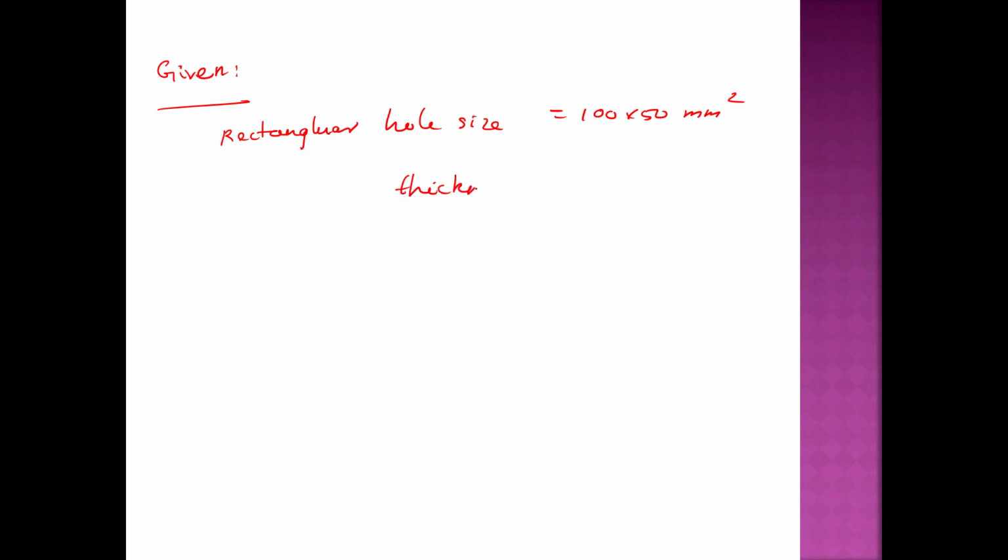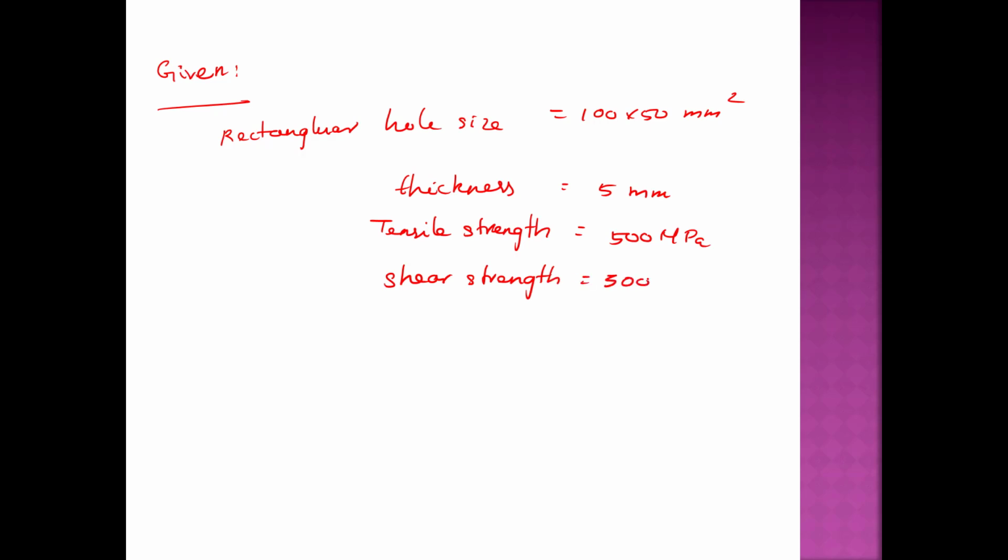So given is the rectangular hole size, which is equal to 100 into 50 mm square. Then the thickness is given, 5 mm. Tensile strength is equal to 500 megapascal. Then shear strength is also given, which is equal to 300 megapascal.